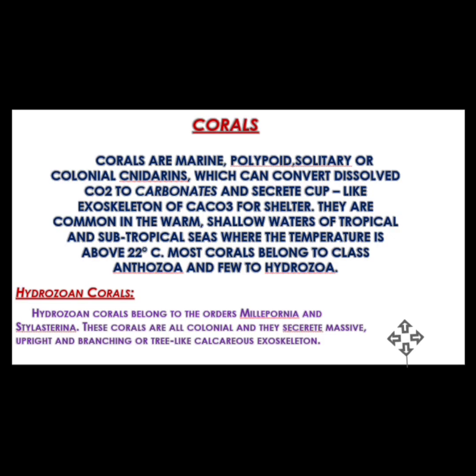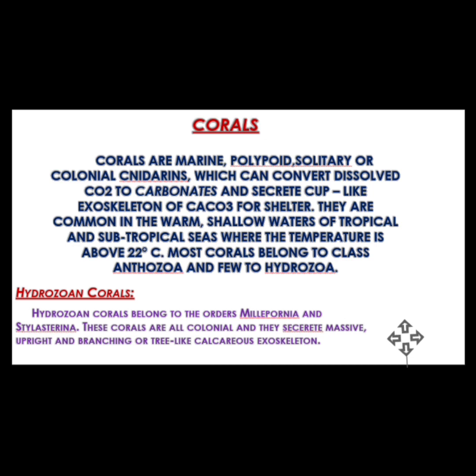Corals are marine polypoid, solitary or colonial cnidarians which can convert dissolved CO2 to carbonates and secrete a cup-like exoskeleton of CaCO3 for shelter. They are common in warm, shallow waters of tropical and subtropical seas where the temperature is above 22 degrees Celsius. Most corals belong to class Anthozoa and a few to Hydrozoa. Hydrozoan corals belong to the orders Milleporina and Stylasterina.